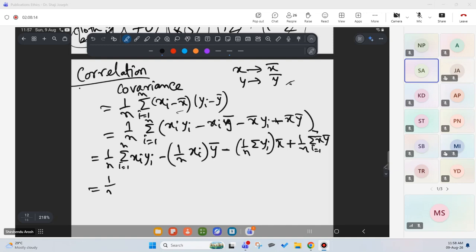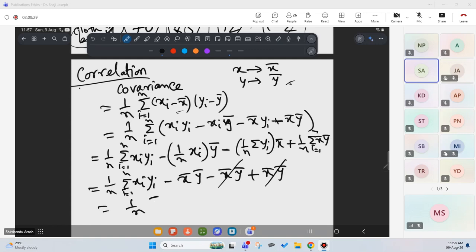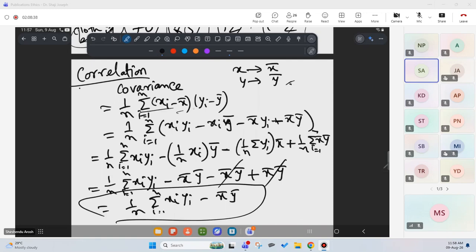Nothing is going to change here, it stays the same. This is x bar y bar. This is again x bar y bar. This is x bar y bar. So they cancel, and finally this is the simplified version of this equation. So both the equations are correct. Again, as I told, this is for the algebraic purpose, and this is for the mathematical purpose.